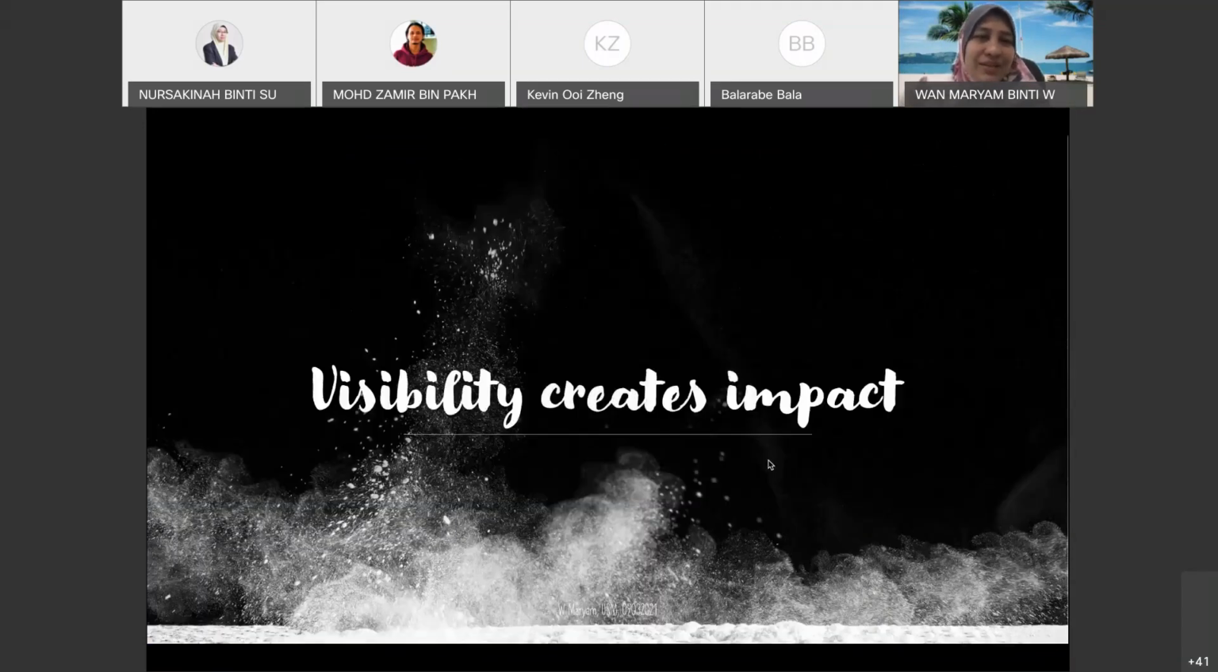Visibility creates impact. If you have collaboration from other institutions, it will be written on the paper, your affiliation. So you have more visibility because you have more people and more institutions in the paper. People who already collaborate with that collaborator will start to look into what these other papers are. So visibility will create impact, and it's very important for you to have that visibility.